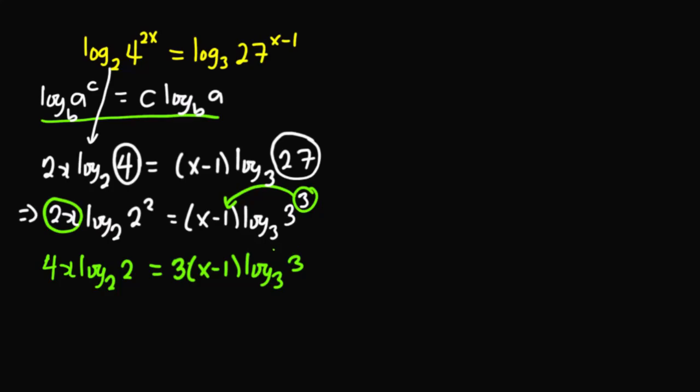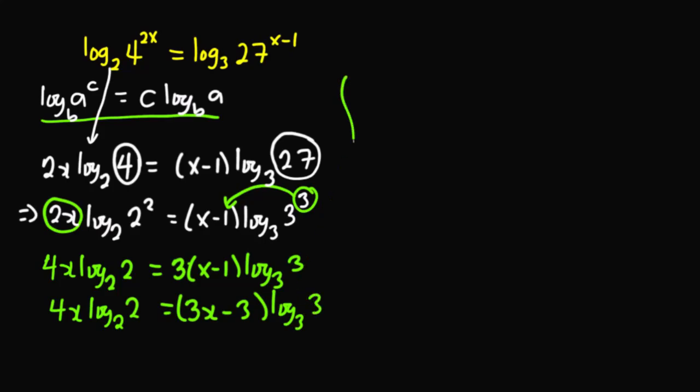So this gives us 4x log to the base of 2 of 2 is equal to, now I'm going to expand this, so this gives me 3x minus 3, times log to the base of 3 of 3. Generally if we have log to the base of a of the same number, it gives us 1. So an example is log 2 to the base of 2 is 1. If the base of the log and the number are the same, then the log of that is 1. So log 2 to the base of 2 is 1, log 3 to the base of 3 is also 1.